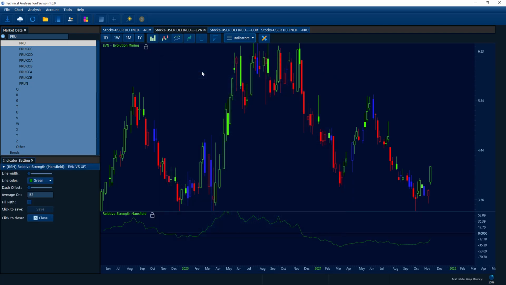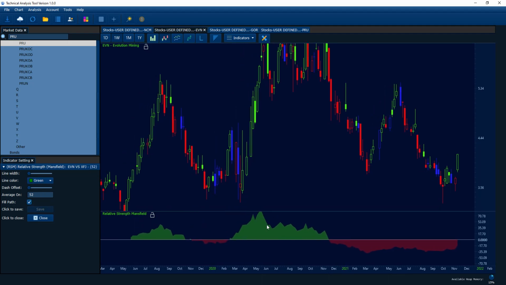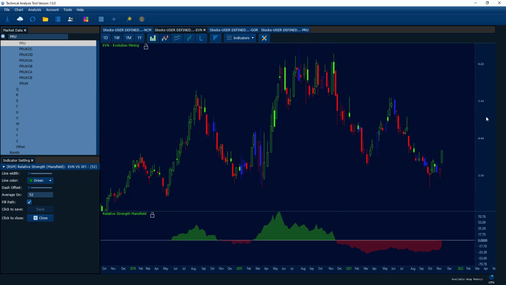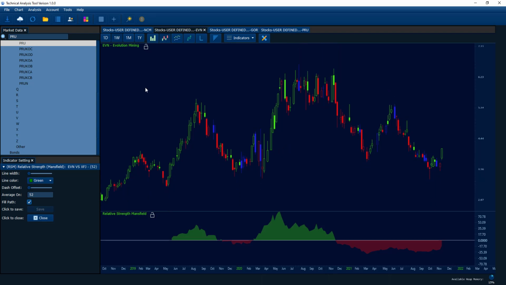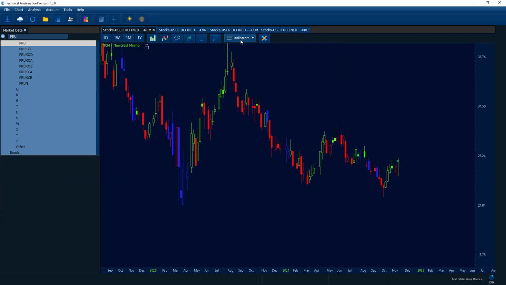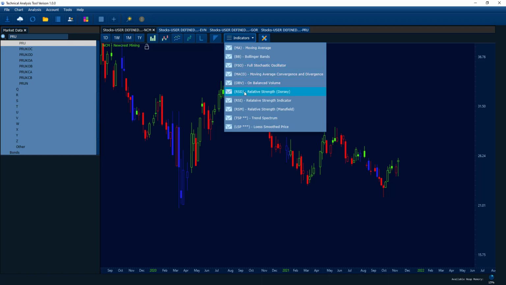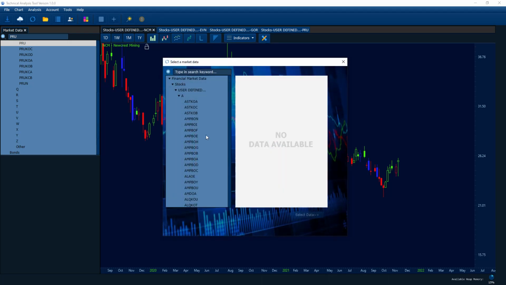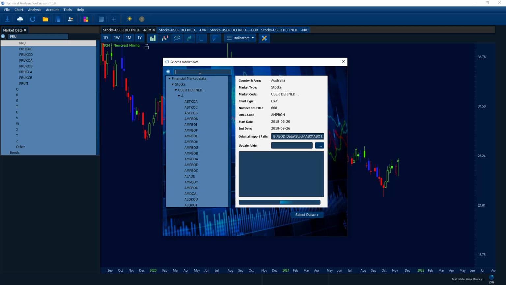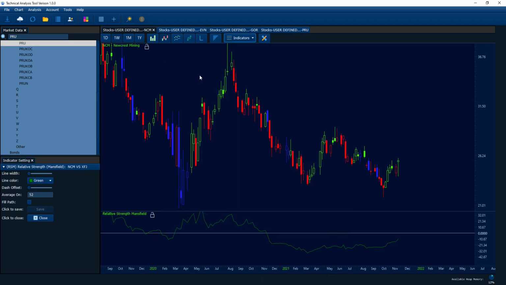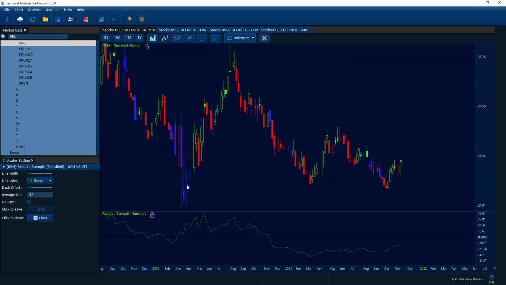As you can see, it stays below this zero line, which means the RSM for this particular share still underperforms. So if you want to quickly pick up shares that underperform, use the RSM. Don't use the RSD, because you can't read those numbers and it doesn't tell you much. Cool. So this one is well underperforming.